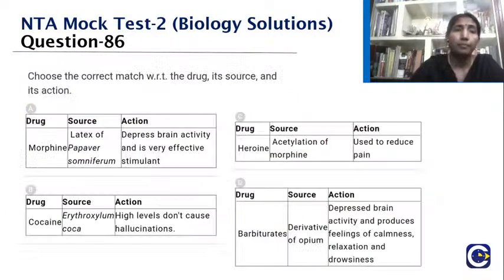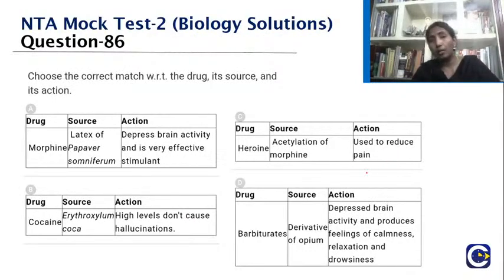Yes. Now choose the correct match with respect to the drug, its source and its action. Morphine, latex of Papaver somniferum, depresses the brain activity and is a very effective stimulant. Cocaine, Erythroxylum coca, high levels do not cause hallucination. Heroin, acetylation of morphine, used to reduce pain. Barbiturates, derivative of opium, depress brain activity, produce feelings of calmness, relaxation and drowsiness.